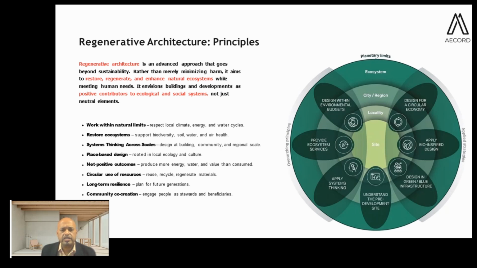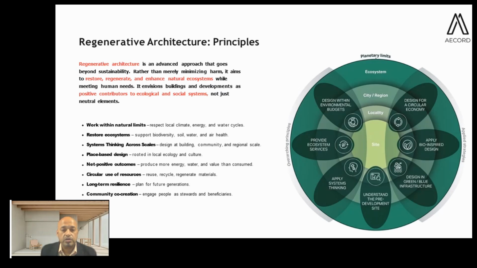Then regenerate materials. Today at least 50% of the materials which we are using in the construction industry have at least 10 to 15, 20% of recycled content, post-industrial and post-consumer recycled content. So that is also a huge impact, reducing the load on virgin material resources extraction for manufacturing. So it's again a considerable number when it comes to materials also. And long-term resilience is planned for future generations.